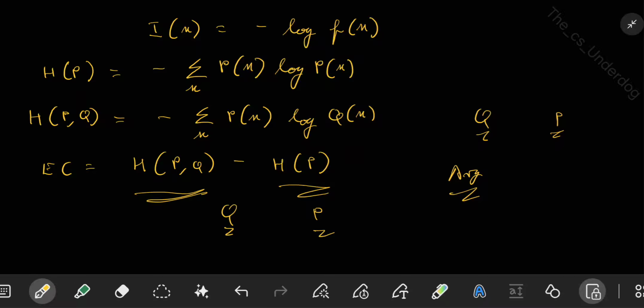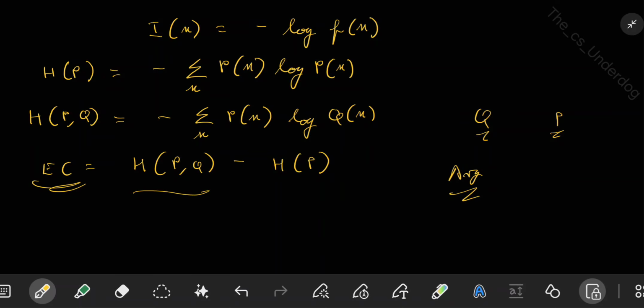Then the extra cost is the additional bits that you used because you used Q to represent P. This is the idea, that additional bits is your extra cost. That is what you are going to calculate using KL divergence. This is a better idea, right? Instead of imagining what is the expected information.